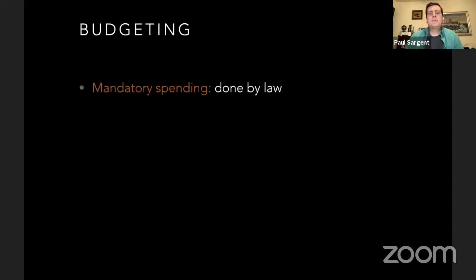Now understand there are two types of spending in the budget. First of all is mandatory spending. It's mandatory, it's stuff they have to do. And really this is set out by law. So for example, we have Social Security benefits here in the United States.